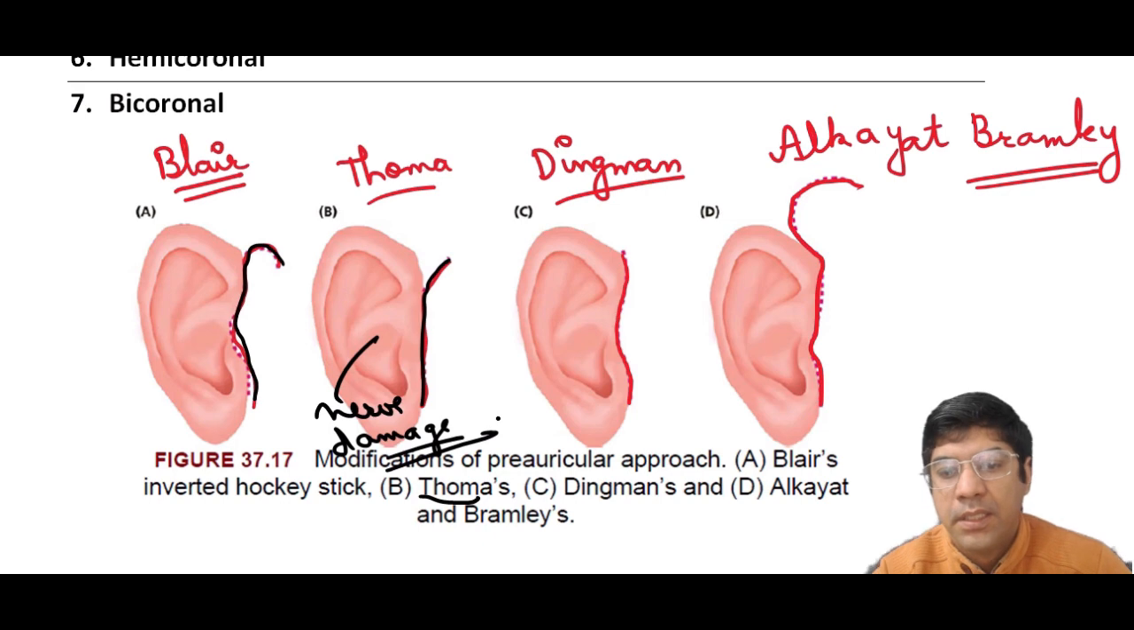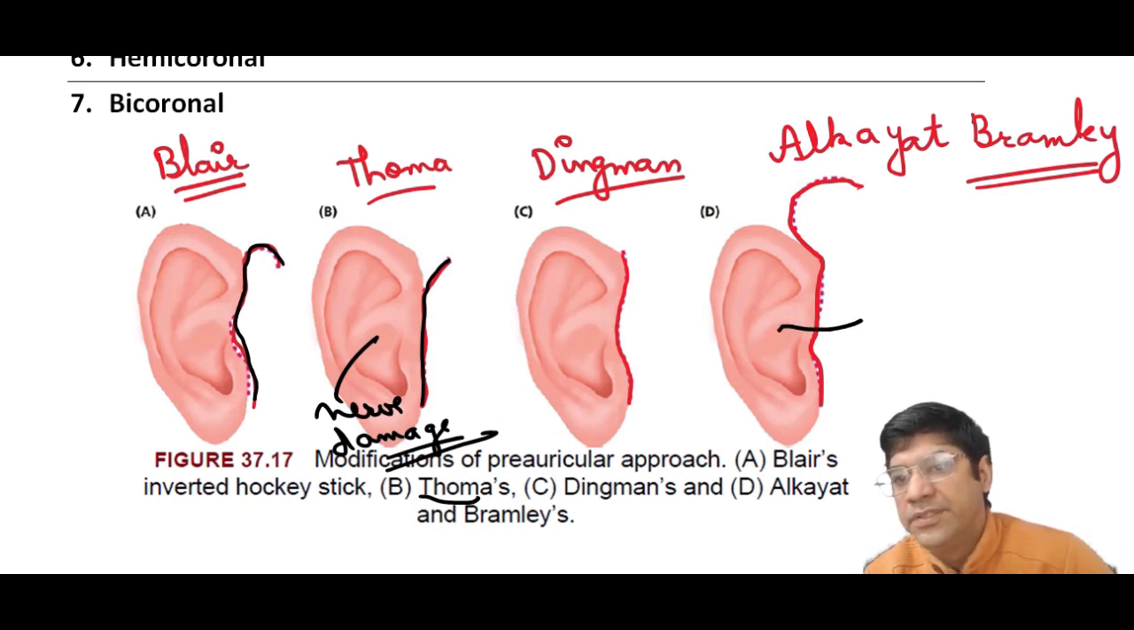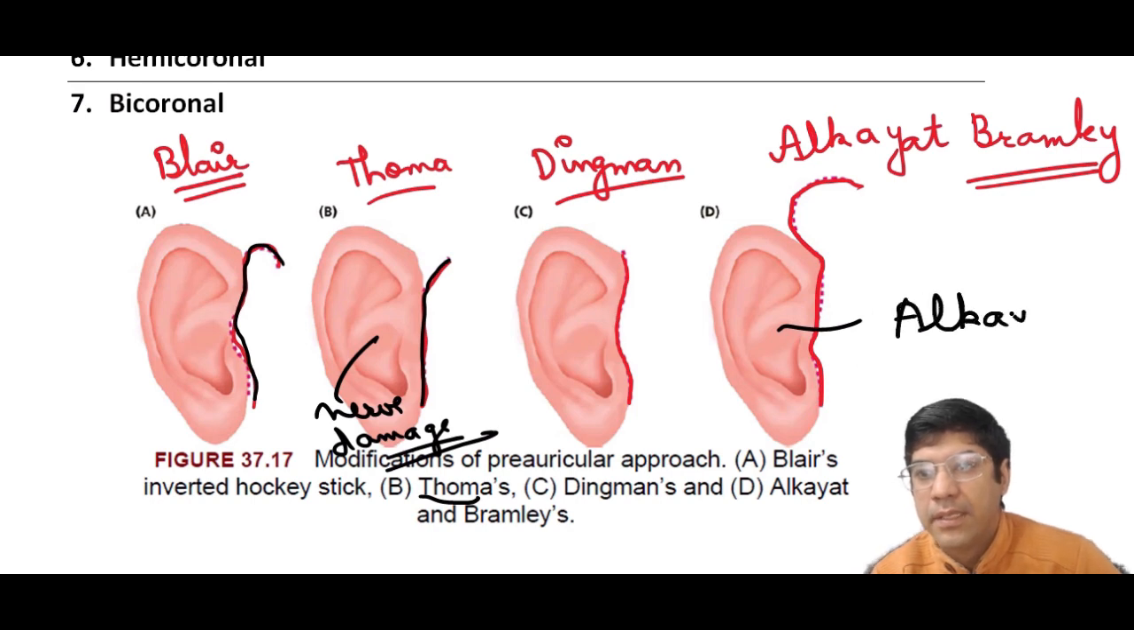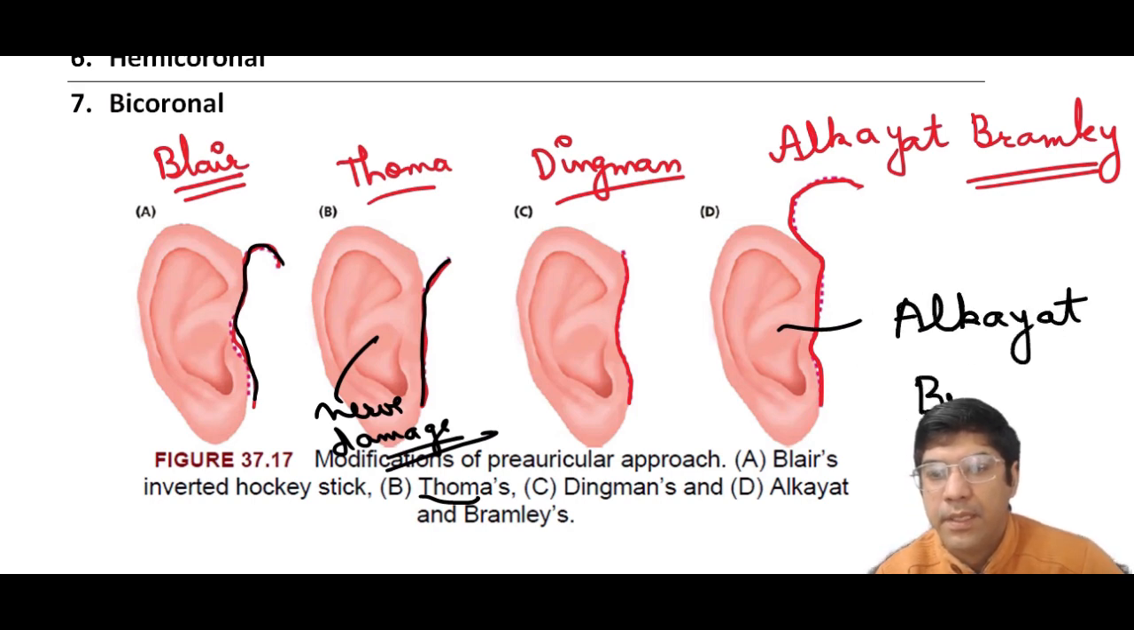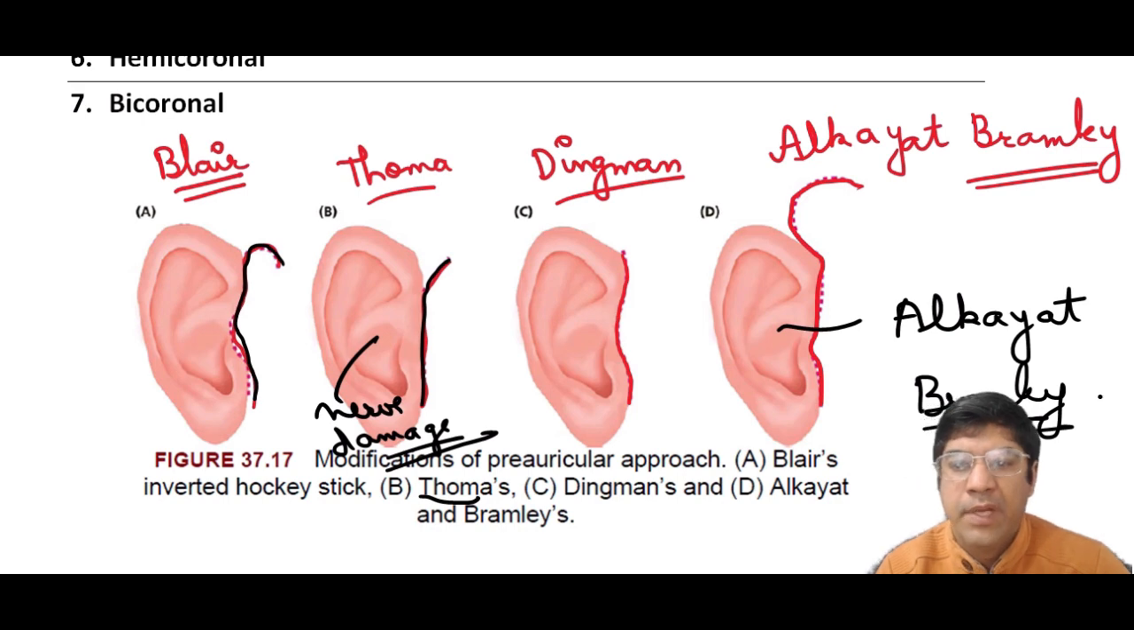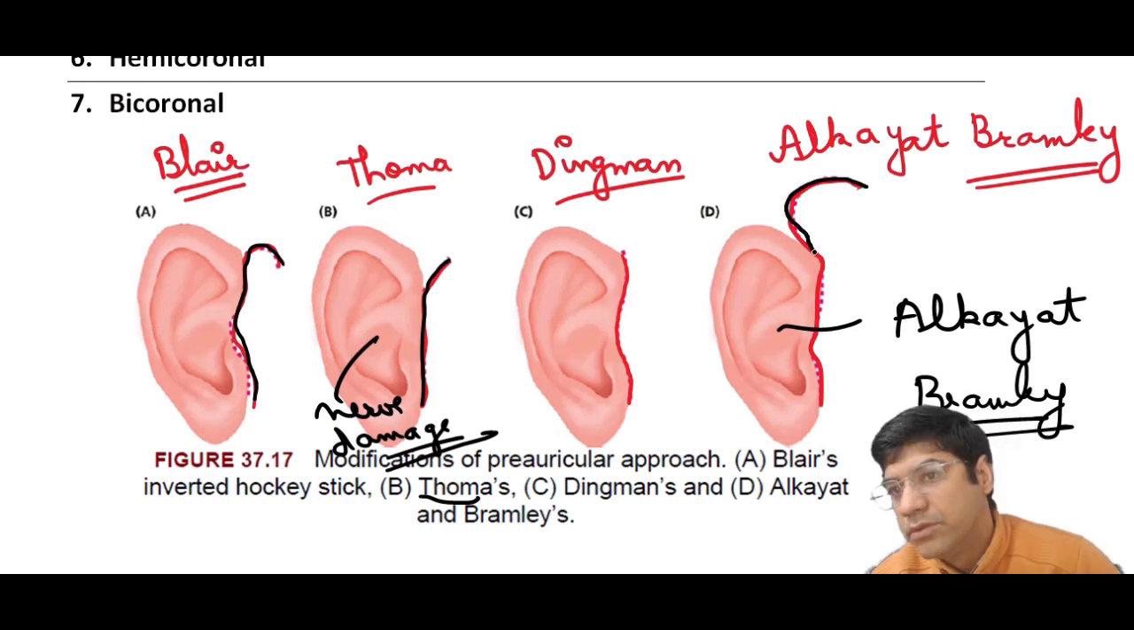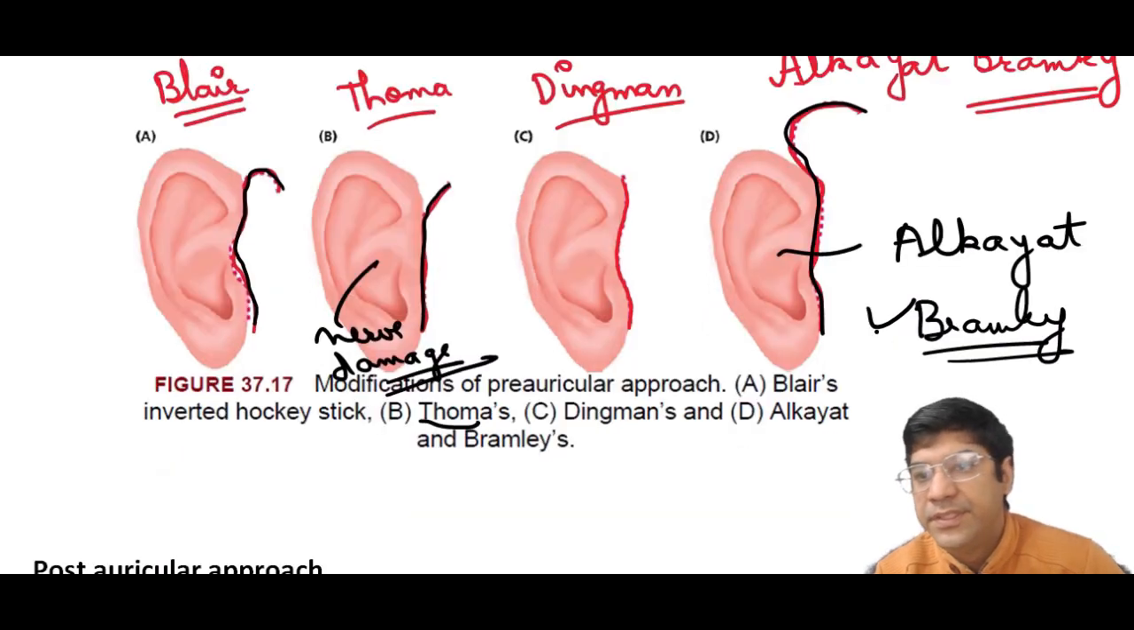The third is the Al-Kayat and Bramley modified preauricular incision. So this one is the Al-Kayat Bramley incision. Al-Kayat developed an adjusted approach considering the vessels and nerves nearby, particularly focusing on the branches of the facial nerve and the vessels that are around the TM joint. So this one is the Al-Kayat and Bramley incision.